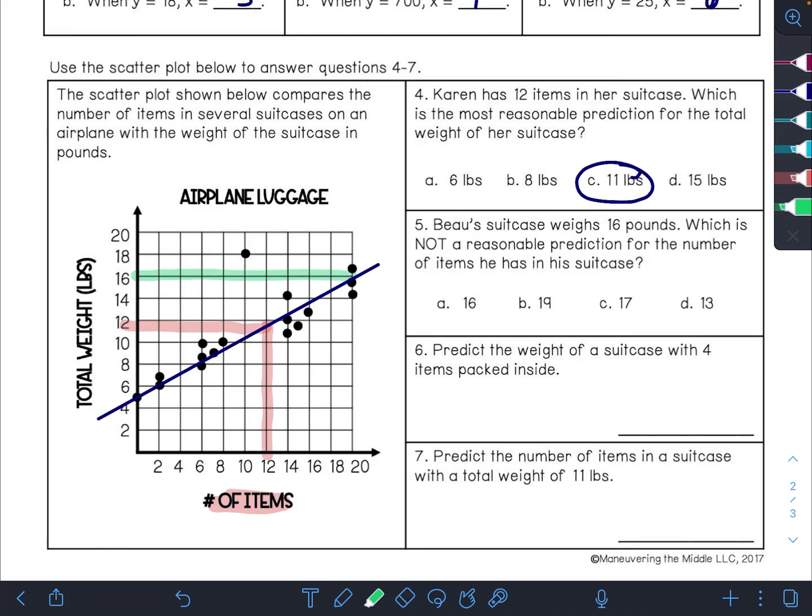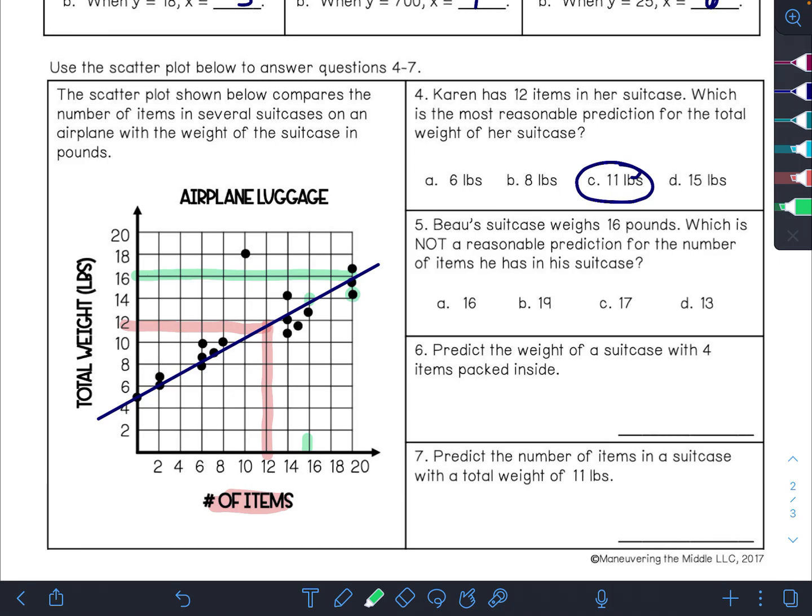When Bo's suitcase weighs 16 pounds, so if it weighs 16 pounds, what is not a reasonable prediction of the number of items in his suitcase? So if you look at 16 items, that's nowhere near. Well, 16 items, I guess it kind of is kind of near because you have this dot down here that's around 16. Oh man, I'm getting all confused. Okay, never mind. So let me rephrase that.